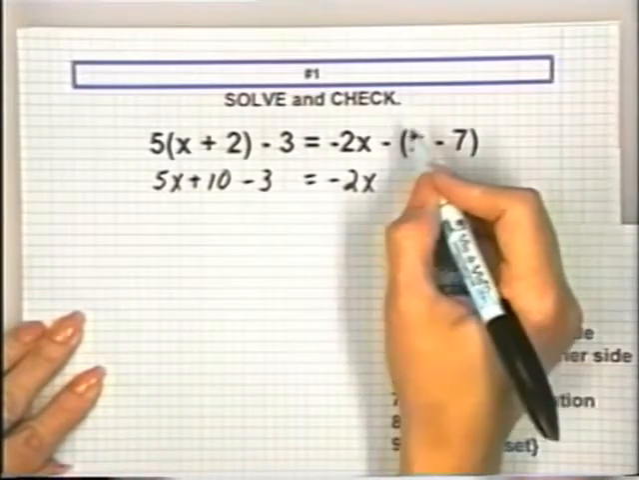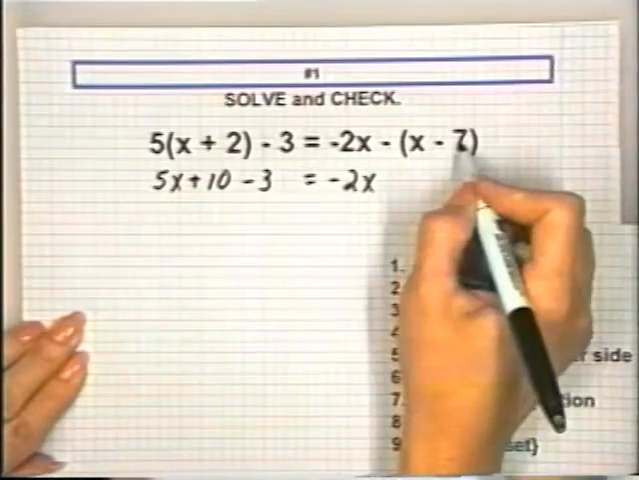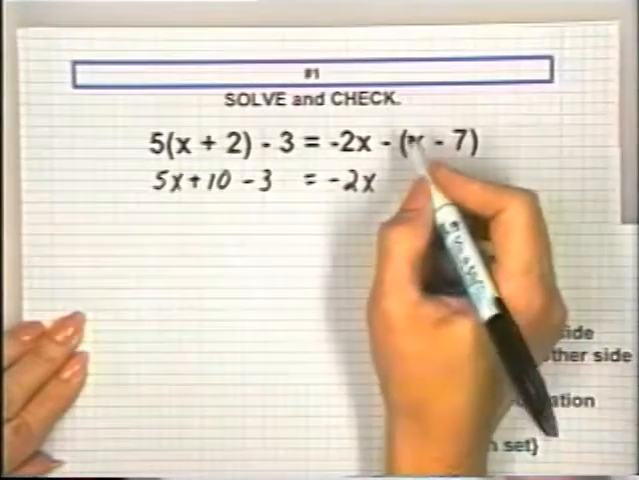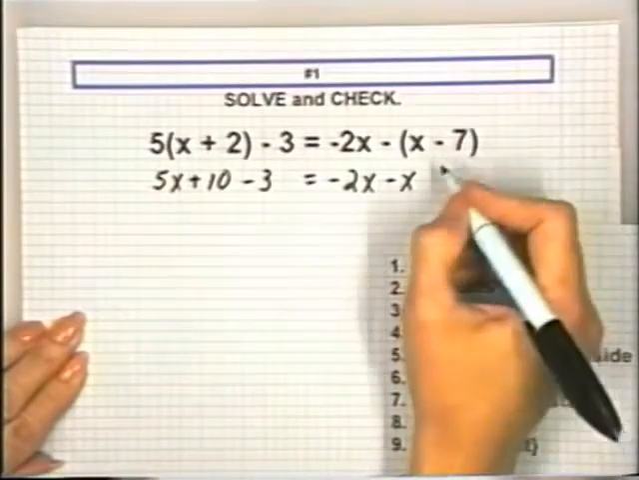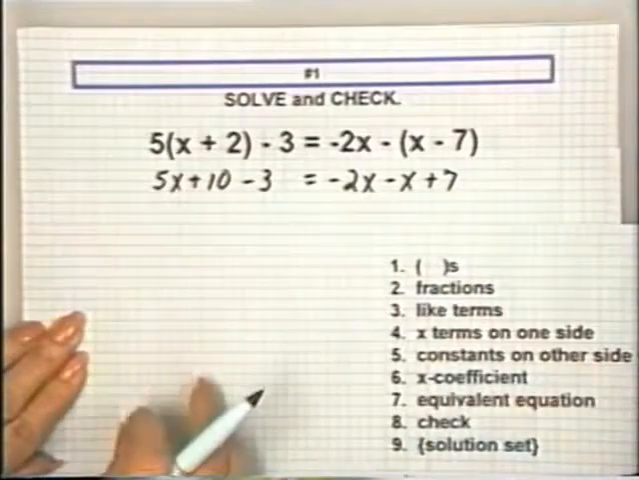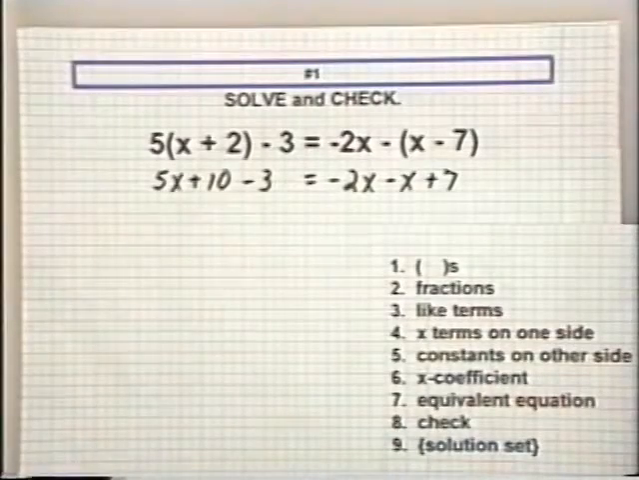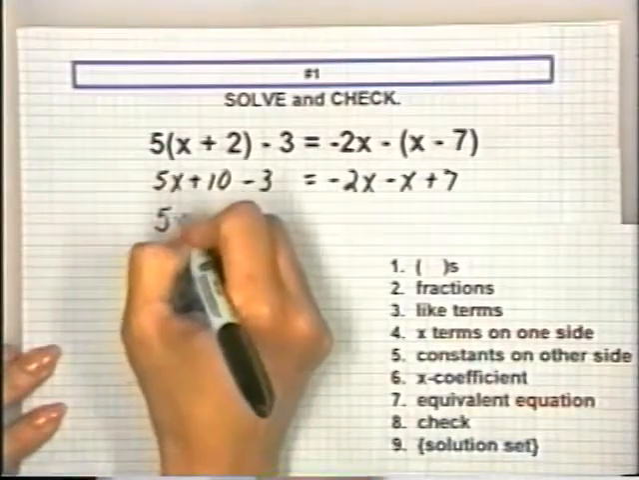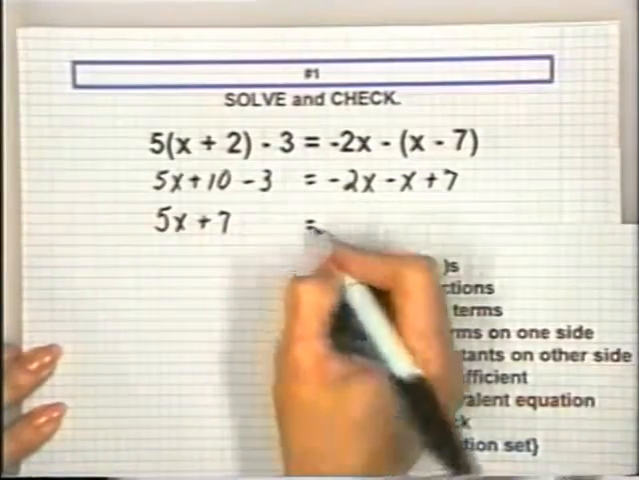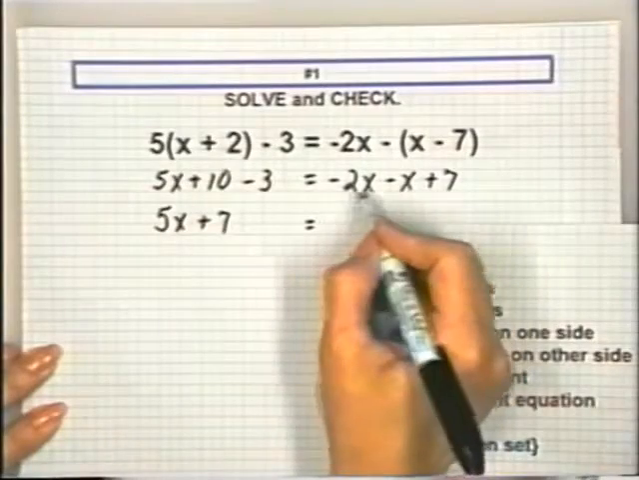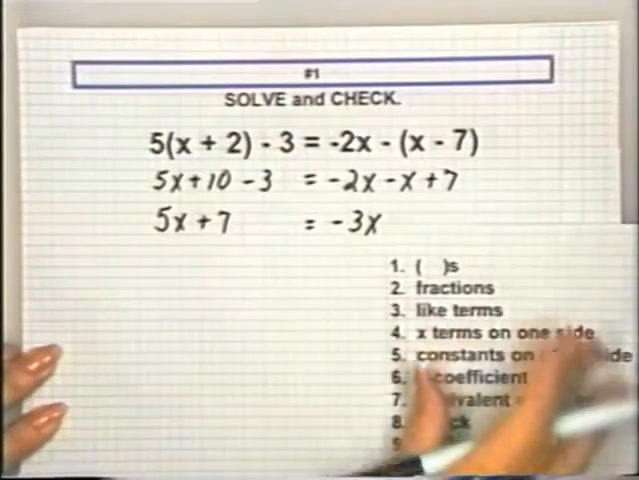When I have a negative in front of the parenthesis, I can remove the parenthesis by changing the sign of each of these terms, or I may think negative 1 times x is negative x, negative 1 times negative 7 is positive 7. I now need to combine like terms since I don't have any fractional coefficients. I have 5x, 10 subtract 3 will give me 7, equals minus 2x subtract 1x gives me a negative 3x plus 7.